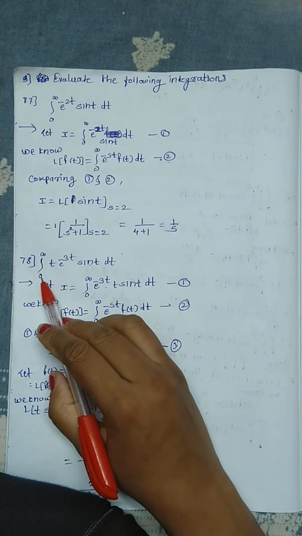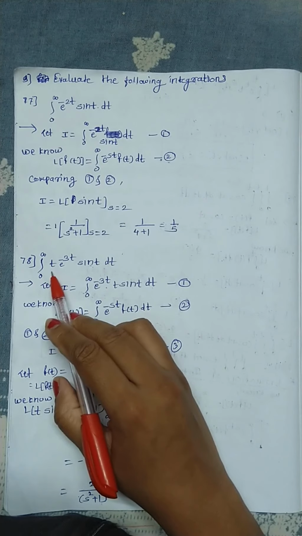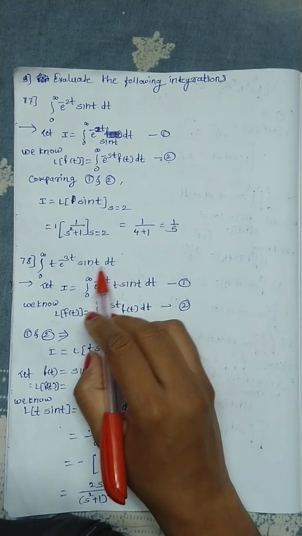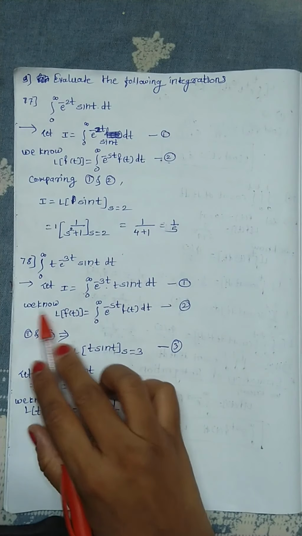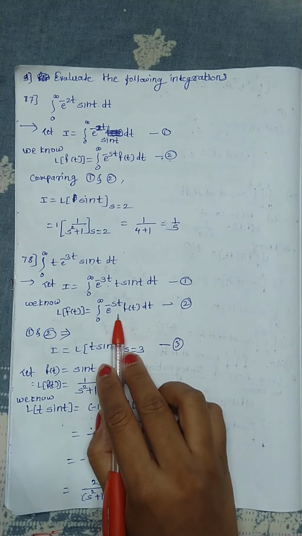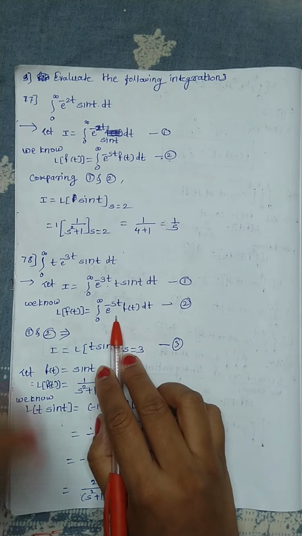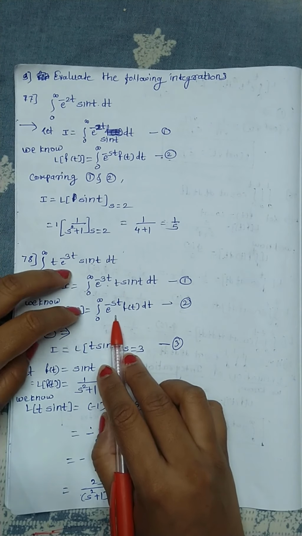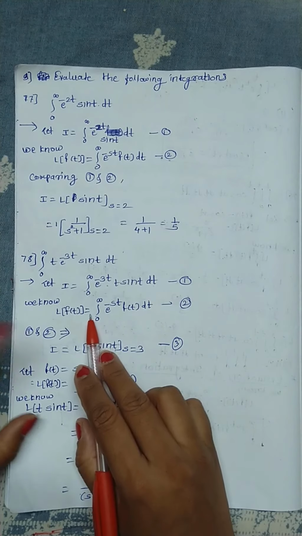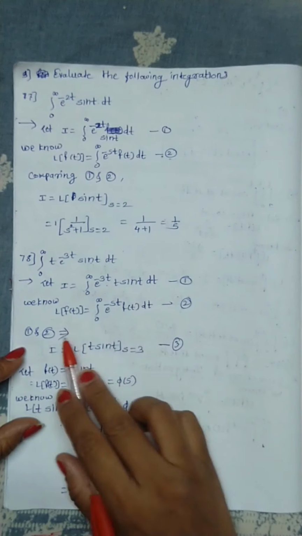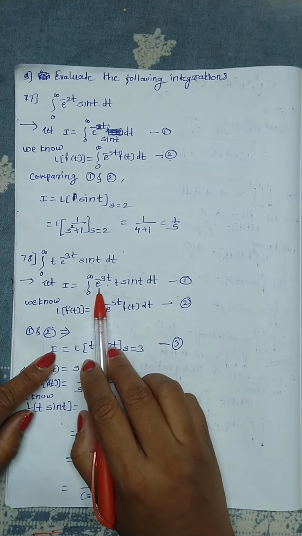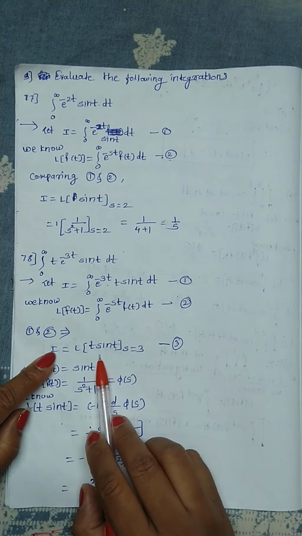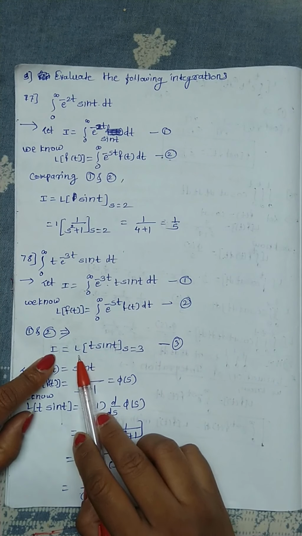78th example, integration from 0 to infinity of t e raised to minus 3t sin t. First two steps as it is: let I be equal to this integration, and we know this is the Laplace definition. You must write these two steps. Comparing these two, from 1 and 2, we get I is equal to, what we have to find? Laplace of exponential. Apart from the exponential, what function remains in the integrand? t sin t. That is Laplace of t sin t.